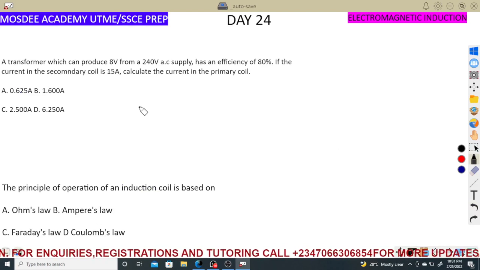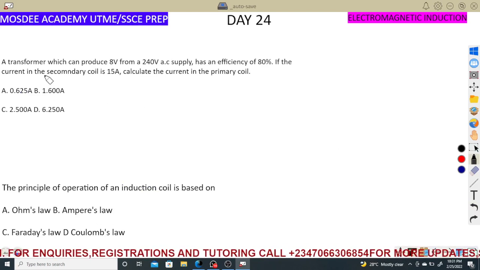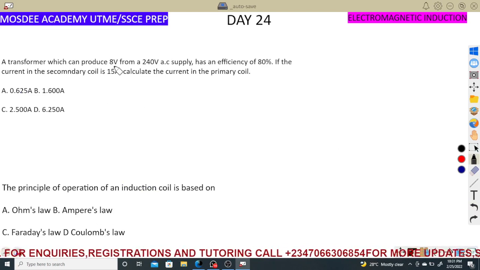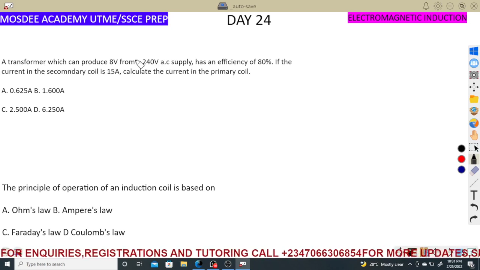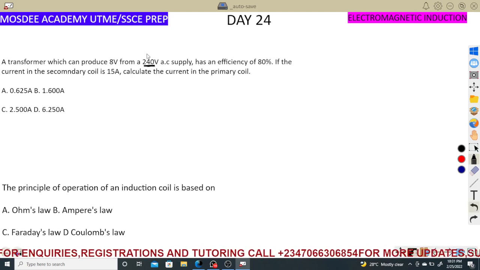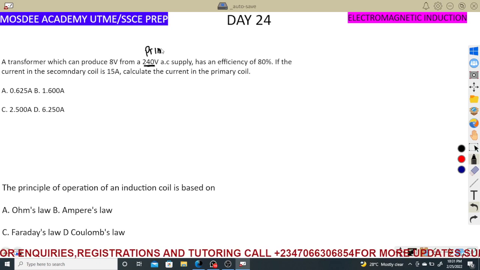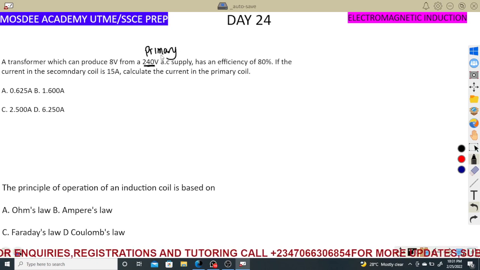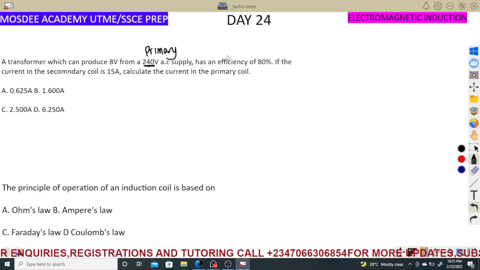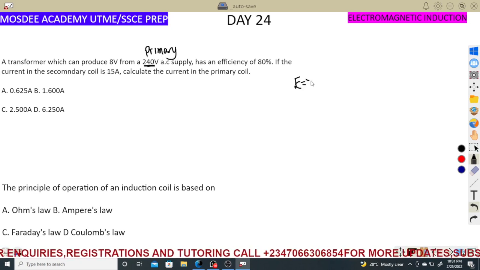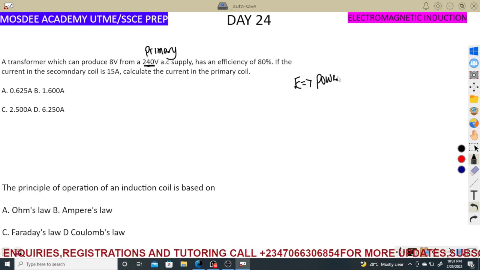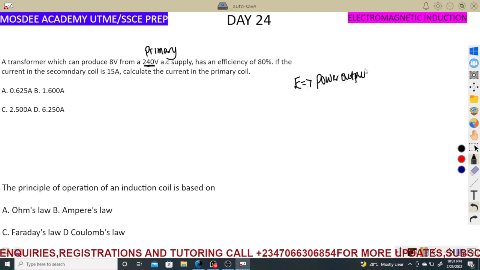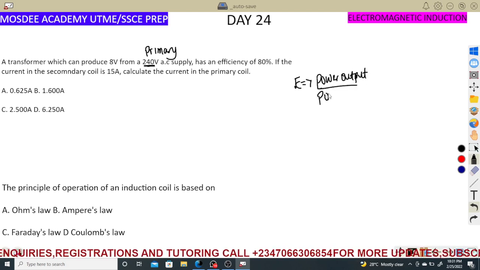The next set of questions is more or less like what we have studied now. A transformer which can produce 8 volts from a 240 V AC supply. 240 is the primary. The transformer will supply a particular voltage for you. So efficiency, like I said, is always power output, or you say work output, over power input. It's very simple to do.